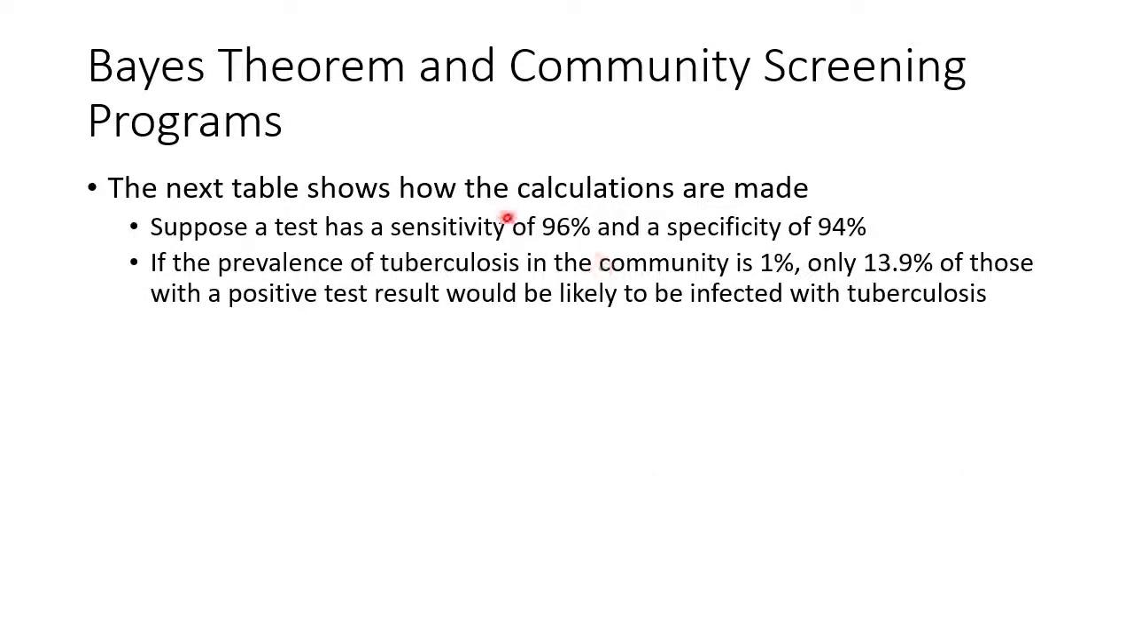So let me show you how the calculations were made. Basically, let's just suppose that this test has a sensitivity of 96%. That means that if I tested 100 people with the disease, how many of them would show positive?